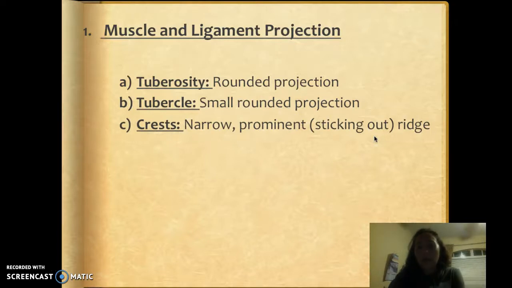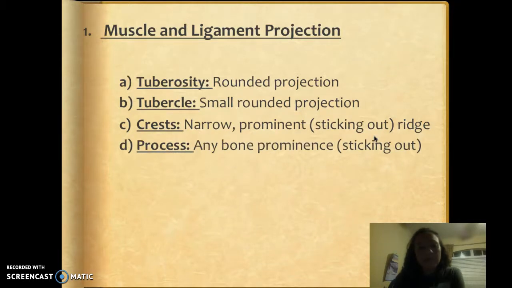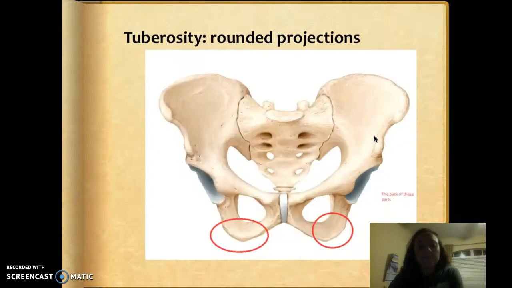Crests are narrow, prominent ridges. That would be like your pelvic bones. A process is anything else. So those would be like your vertebrae. So they're like odd things that stick out. And then during our circuit, I'll show you all these.